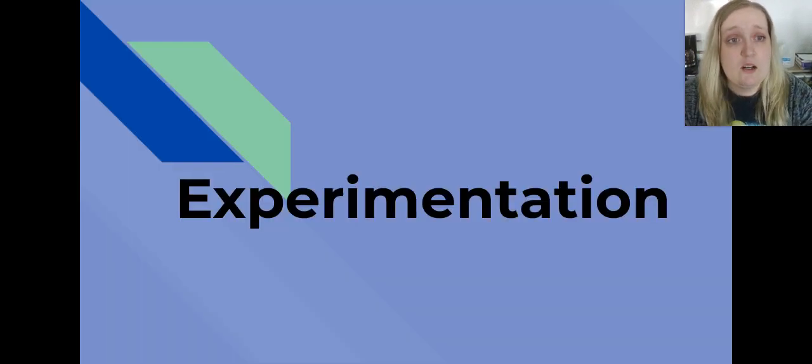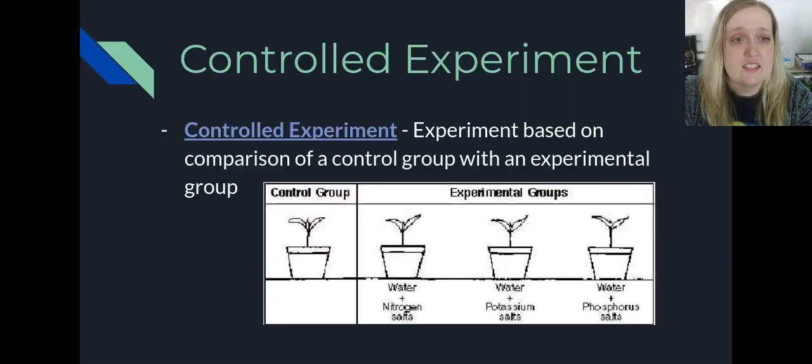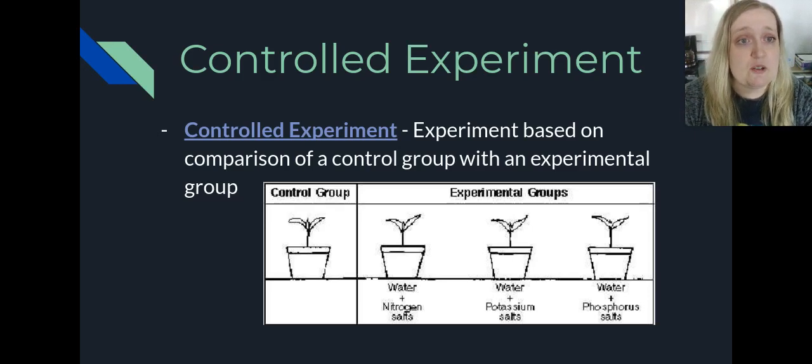Okay, let's talk about what experimentation actually consists of. Most experiments need to be a controlled experiment. Controlled experiments are experiments based on a comparison of a control group with an experimental group. A control group is going to be a group that is not going to have any kind of what's called an independent variable added to it.